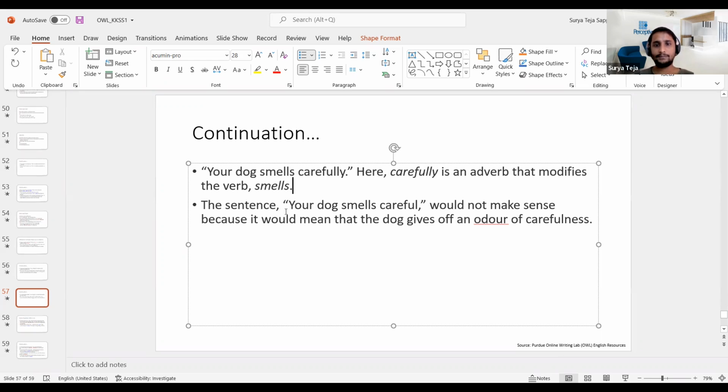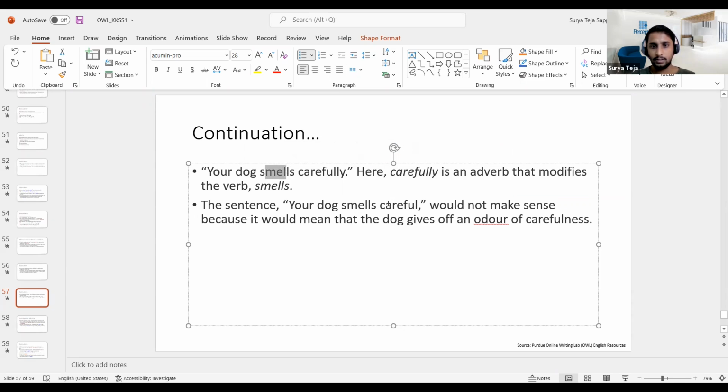In case you say your dog smells carefully, what you're saying is that you're talking about the odor, the way it is smelling. Smelling careful does not make any sense here. Here you should talk about the action of the dog. You want to highlight the action, the way that dog is smelling. That is what you're going to highlight. So an adjective would not make sense here. It has to be an adverb. It has to be carefully. When you use carefully, you're talking about the action the dog is performing.